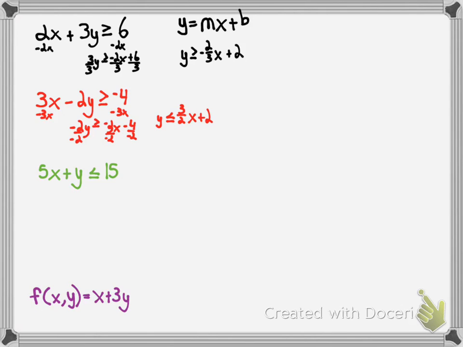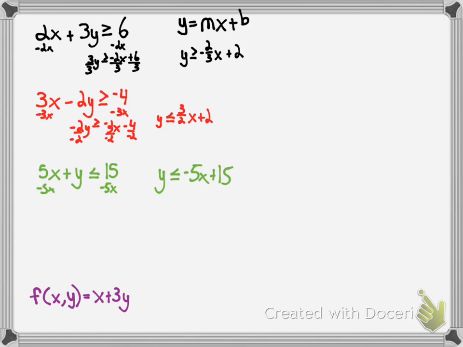Alright, let's do our last one here, this green one. This one's nice and easy. We're going to solve for y, so we subtract 5x from both sides, and we're left with y is less than or equal to negative 5x plus 15. That might cause a problem for our graph. Okay, so these are our three inequalities that we're going to graph.